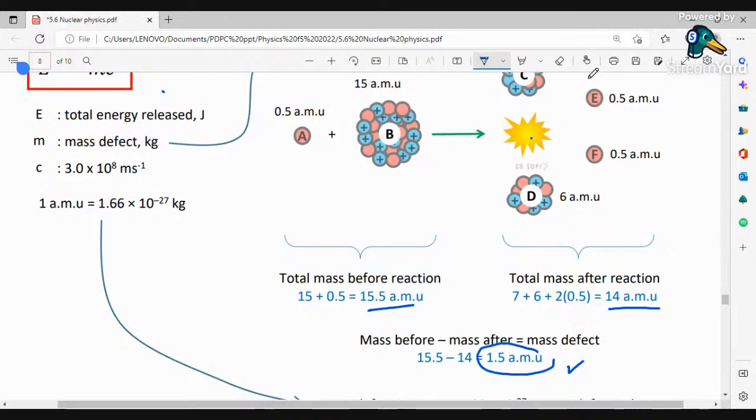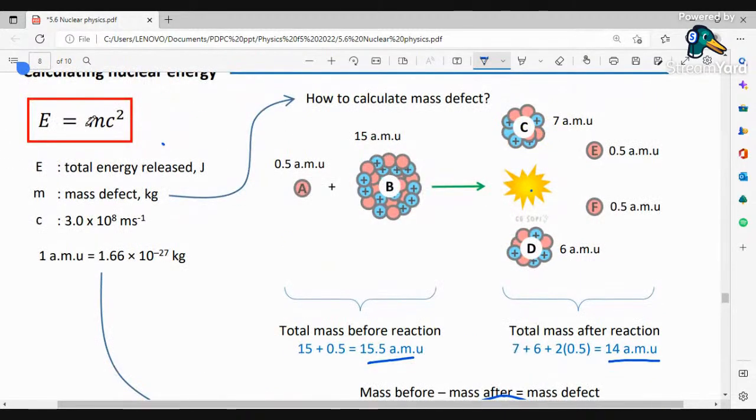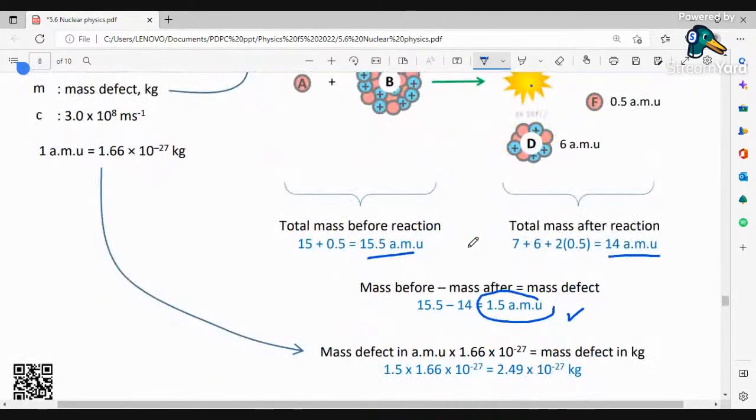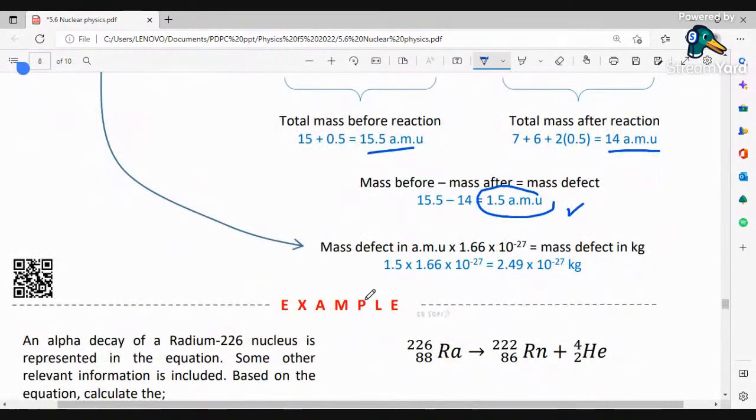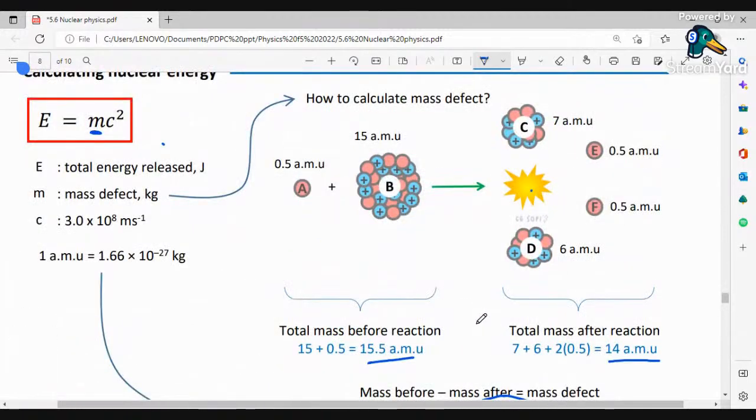Okay, so Einstein produced this equation, E equals mc squared. So nuclear energy equals mass defect multiplied by speed of light squared. Okay, speed of light squared. Okay, so mass defect we will learn in this unit, atomic mass unit. Why do we use the term atomic mass unit?